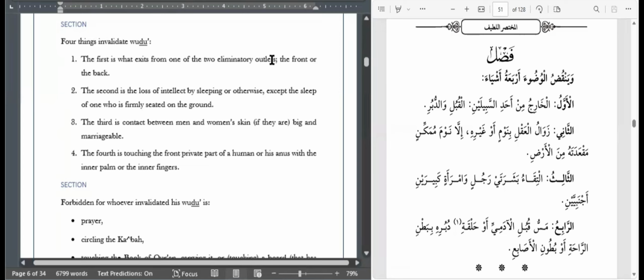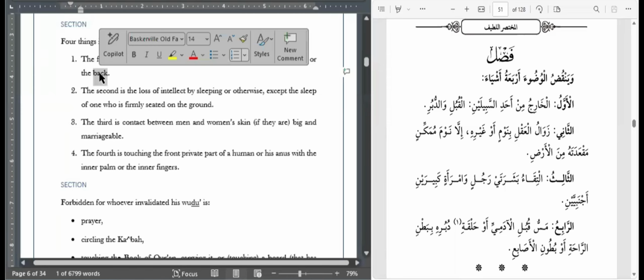I'll try to remember all the different points and any extra details that I mentioned for you last time. I'll try to recall them this time. So the first is what exits from one of the 2 eliminatory outlets. The Arabic word is as-sabilain. The 2 pathways, the front or the back. That's what's meant by 2. The front is one and the back is the other.